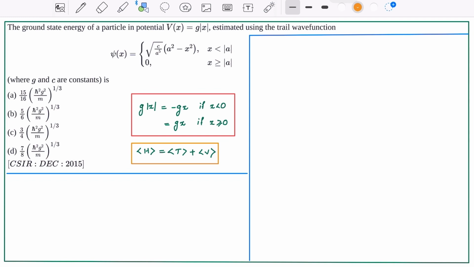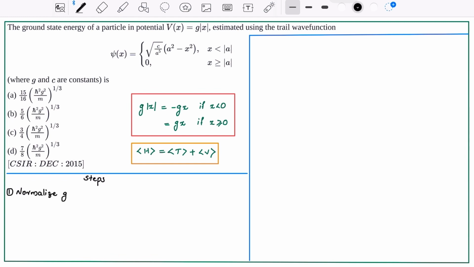In the question, the ground state energy of the particle in a potential V of x equal to G mod x is asked, using the trial wave function psi of x. This problem is solved using the variational principle.